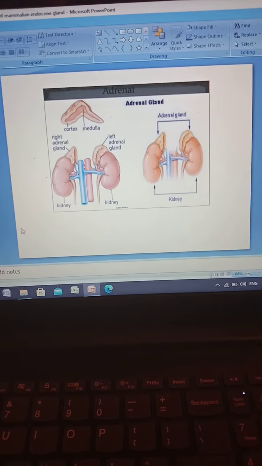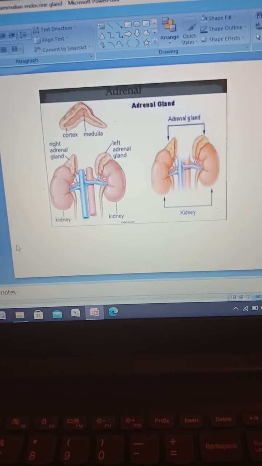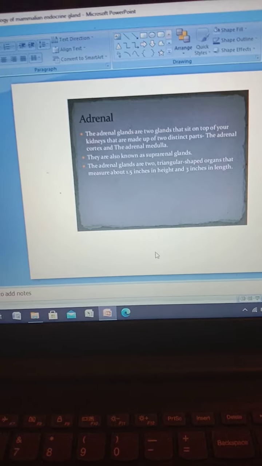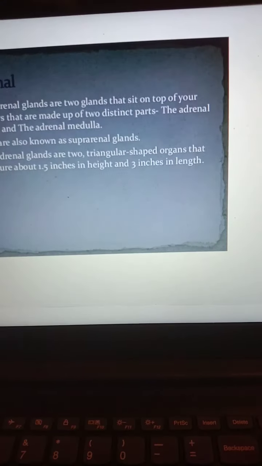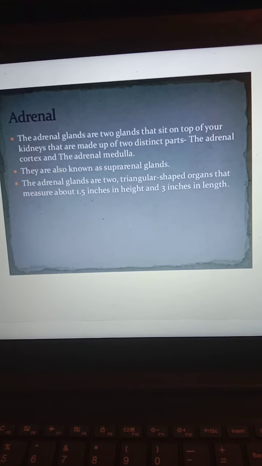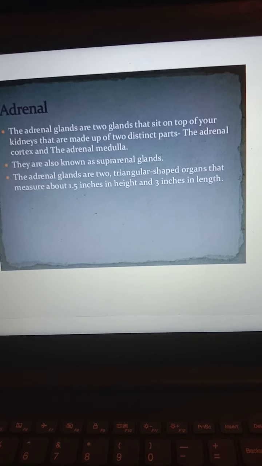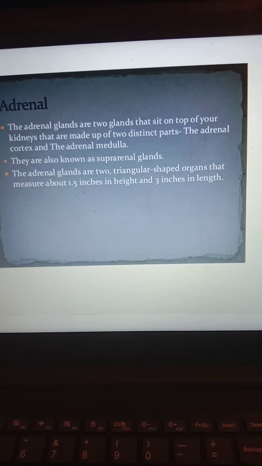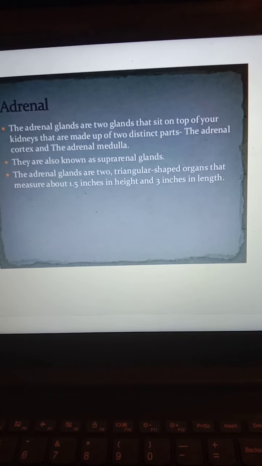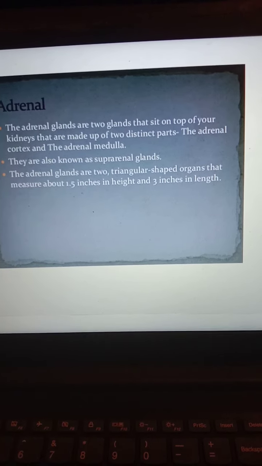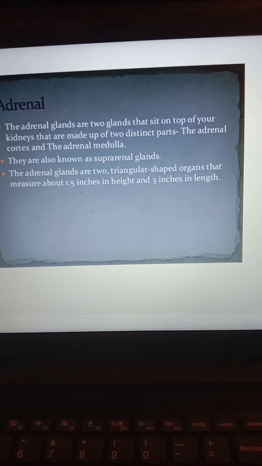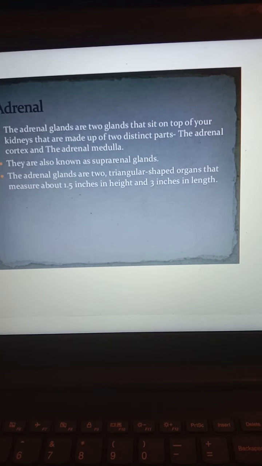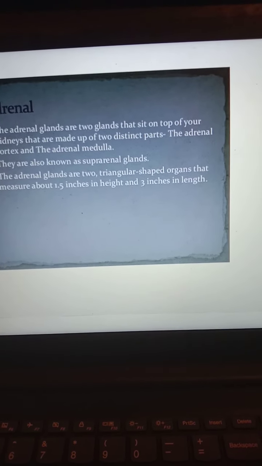Okay, so this is the structure of the adrenal gland. You can see here. The adrenal glands are two glands that sit on the top of your kidney and are made up of two distinct parts, the adrenal cortex and the adrenal medulla. They are also known as suprarenal glands. The adrenal glands are two triangular shaped organs that measure about 1.5 inches in height and 3 inches in length.